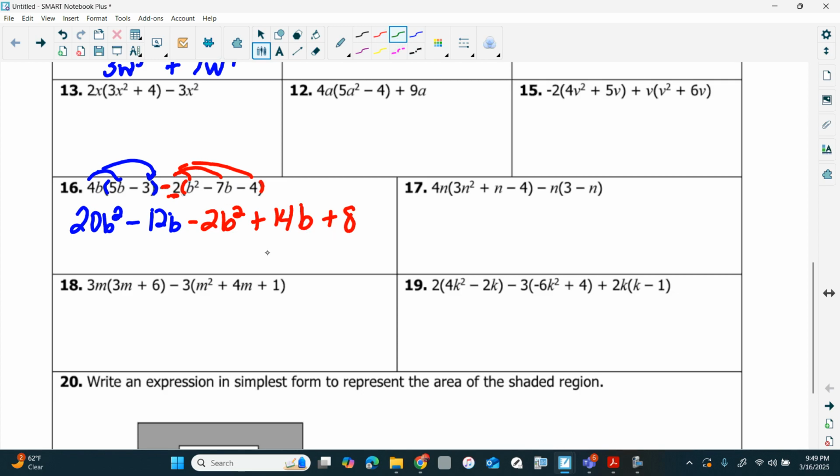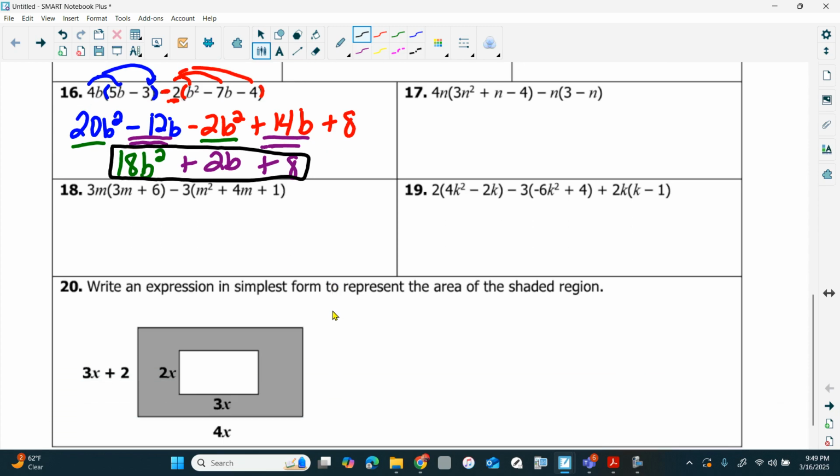Then from here, I'm combining my like terms. And I want to help you always go highest exponent to lowest. So if I combine my highest right here, this is now going to turn into 18b squared. Then my lowest would just be a b. So I have negative 12b plus this 14b. That's going to leave me with plus 2b. And then your constant, your number, should be the last thing. So this right here is our final answer. Okay, distribute and then combine like terms.